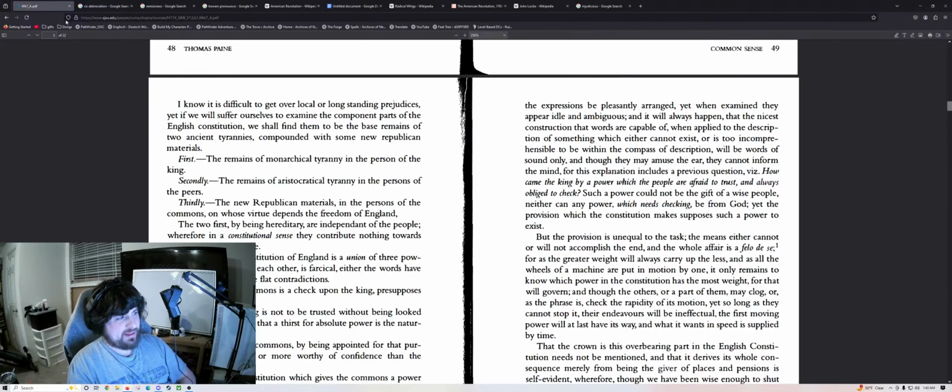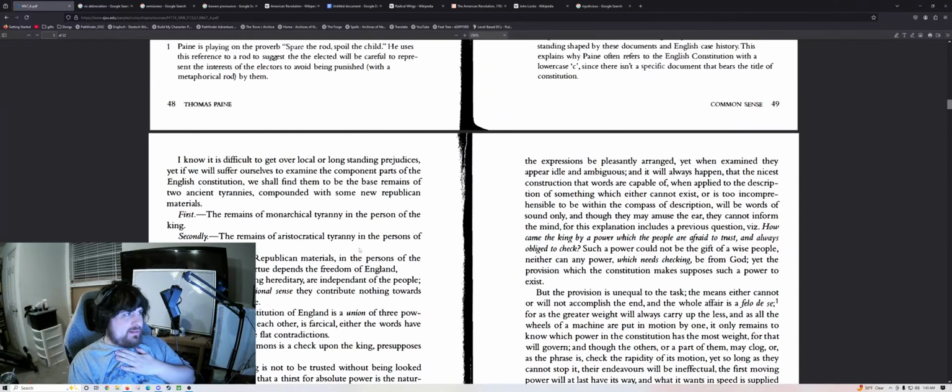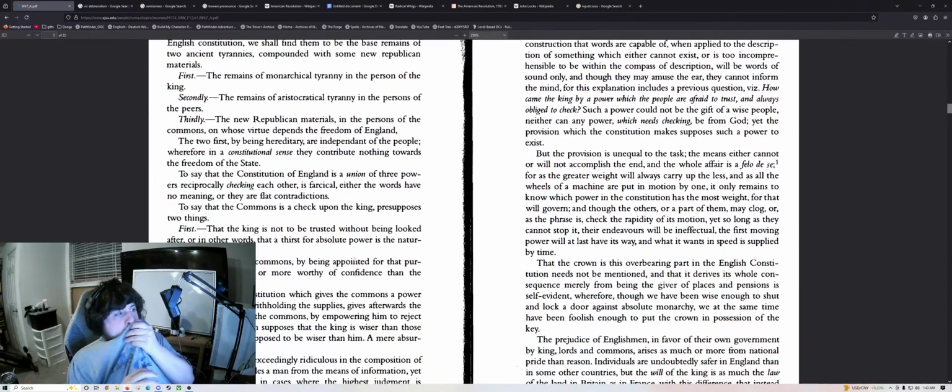God damn, that's a fucking 1700s burn. They are farcical and have no meaning, or they are flat contradictions. God damn, Thomas Paine. Calm down on your burns.